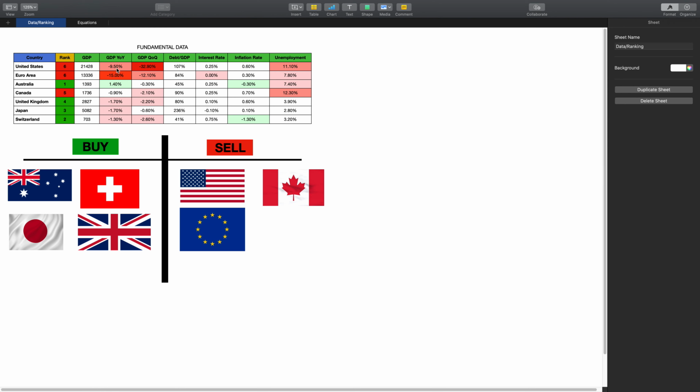Basically do the same thing. For GDP year over year, obviously you want the lower to be better. So that's the thing. You kind of need to learn about what's better for all of these. So GDP, the higher the better. Obviously, GDP year over year, you want it to be as low as possible.